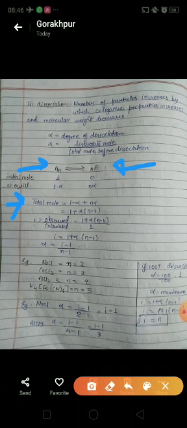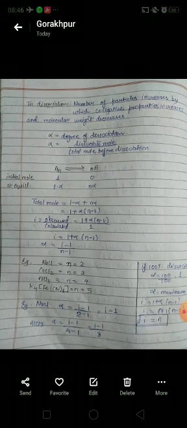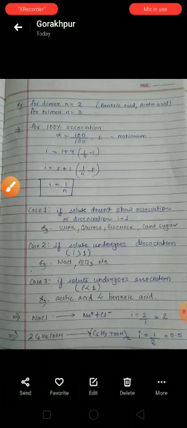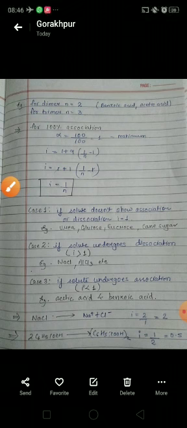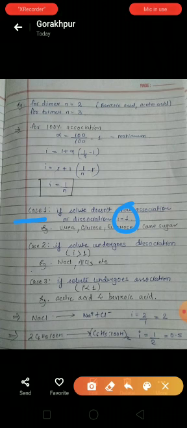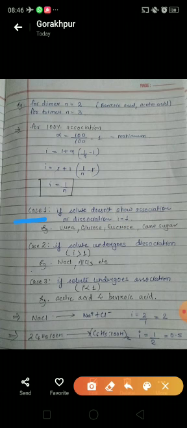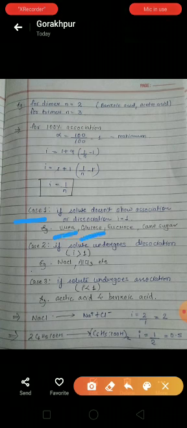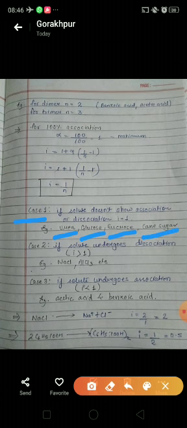Students, depending on the value of i, there arise 3 cases. Here you can see the first case. If solute does not associate or dissociate, then what happens? i is equal to 1. Best examples of this kind of situation are urea, glucose, sucrose, cane sugar.